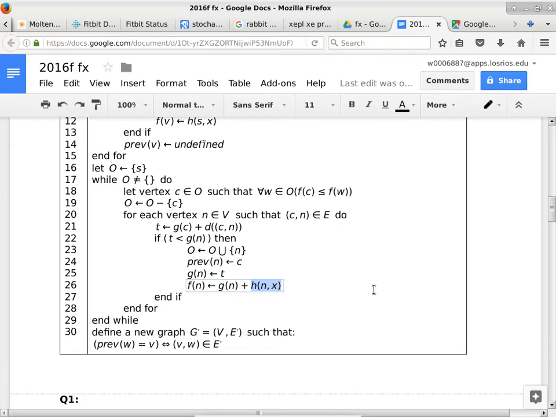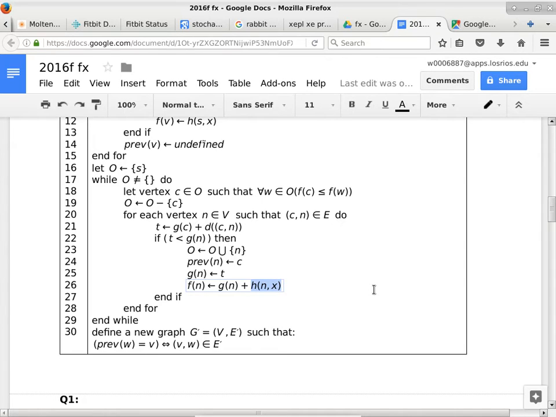Okay, so f of n is fulfilling its purpose, right? It's fulfilling the purpose of being the estimated distance from the start vertex through the vertex that we are dealing with to the destination. But why is that important? How does this have anything to do with line 18? I mean, why are we updating f and why are we using f on line 18? We are looking for the most promising vertex.